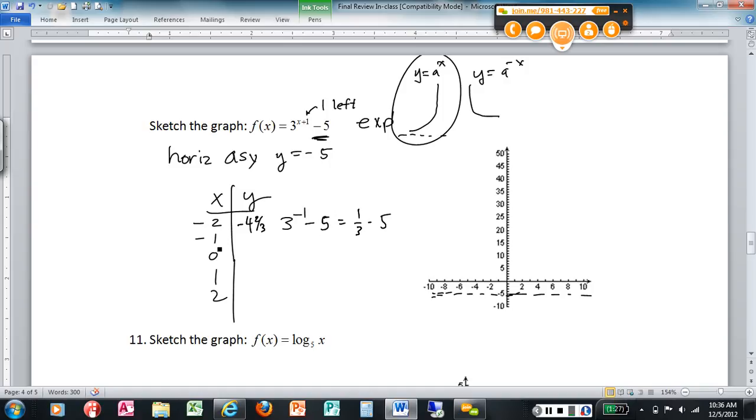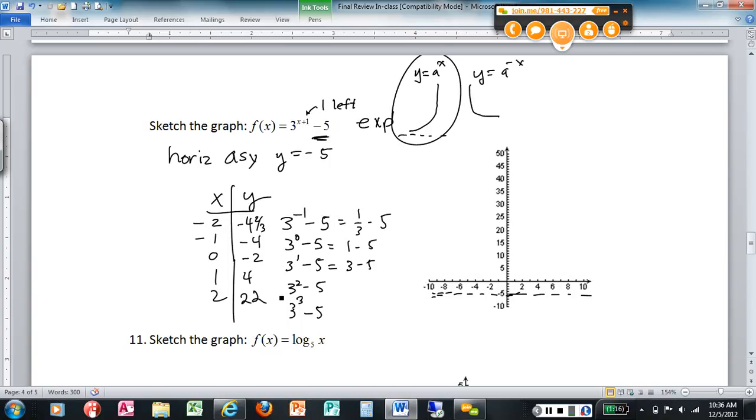At x is negative 1, that would be 3 to the negative 1 plus 1 would be 0. So that would be 1 minus 5. That's negative 4. At x is 0, we'll have 3 to the 1 minus 5. That's 3 minus 5, which is negative 2. At x is 1, we have 3 squared minus 5. That's 9 minus 5. That's 4. And at 2, we have 3 to the 3rd minus 5. 27 minus 5 is 22.